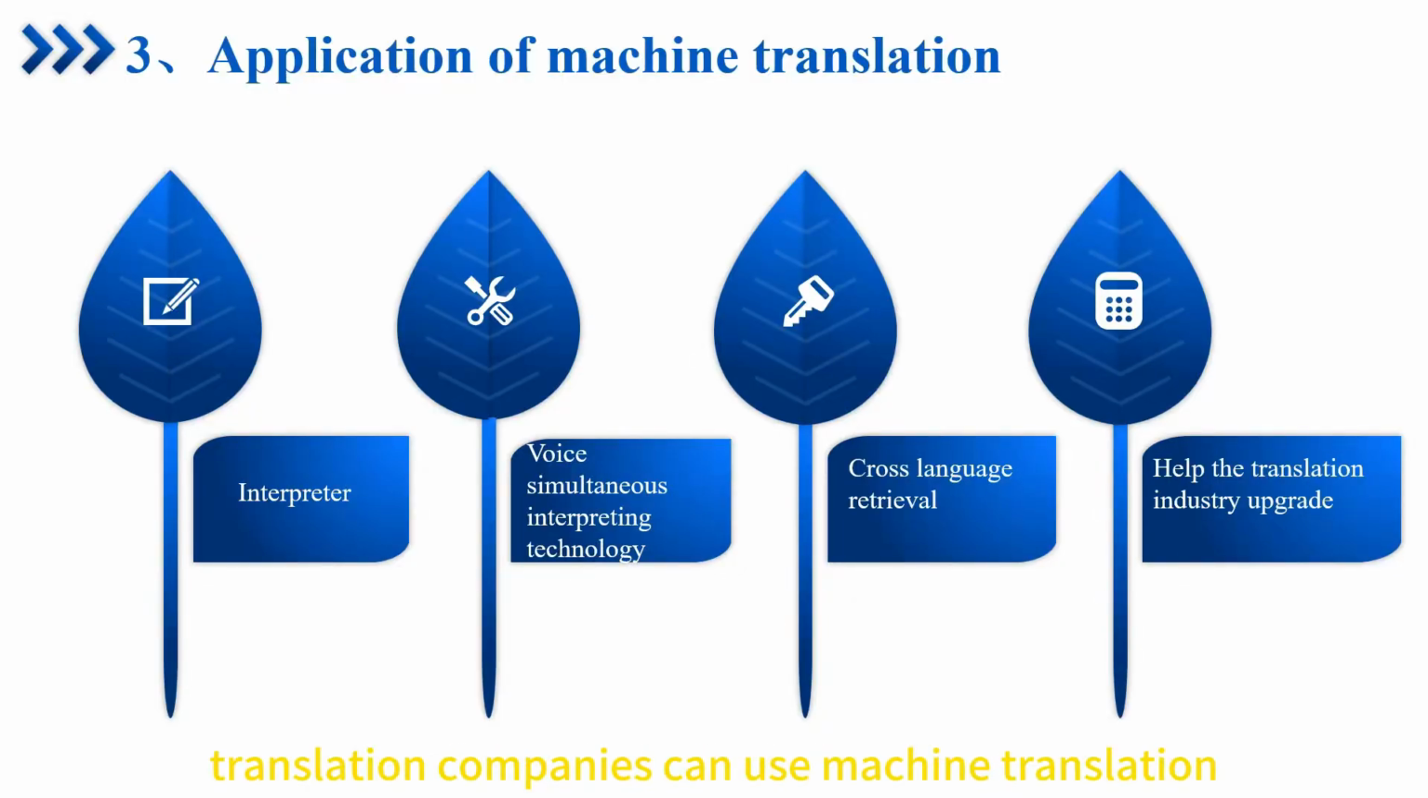Translation companies can use machine translation to quickly and accurately translate large volumes of text, which can then be edited and revised by human translators. In short, machine translation has a wide range of applications and is making translation more accessible and efficient in various industries.